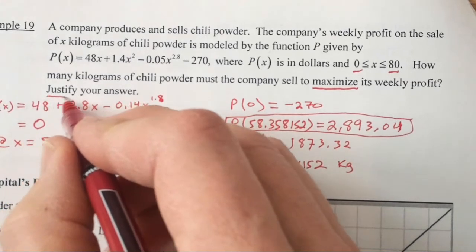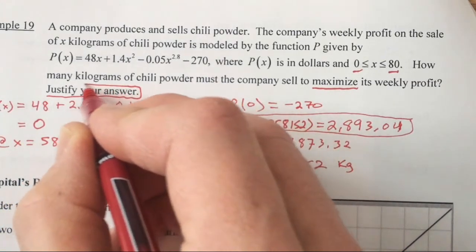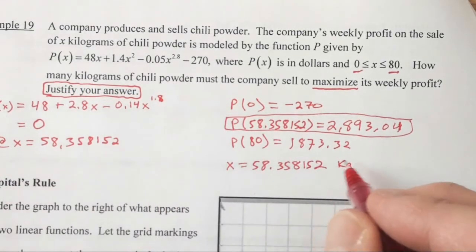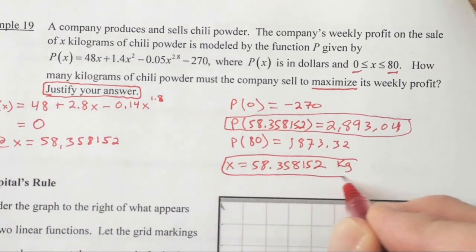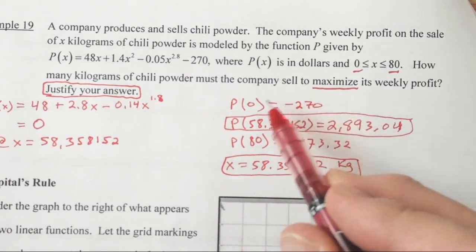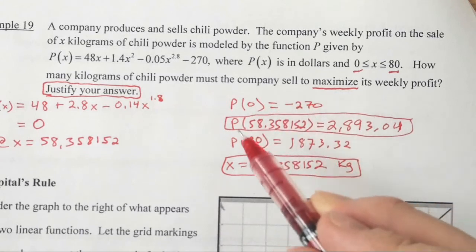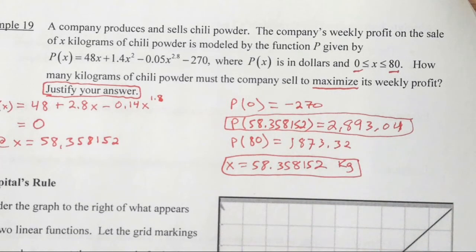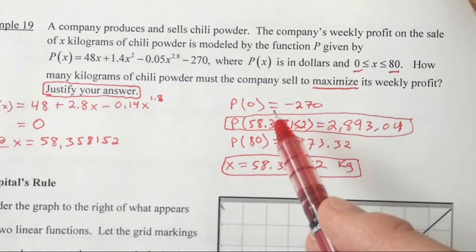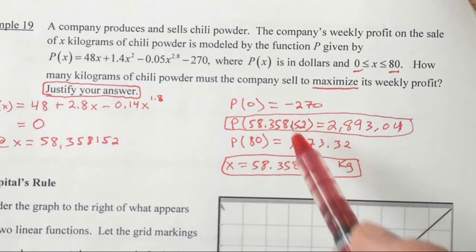It does say justify your answer, and that's true. Now on the exam and on this problem, justifying the answer means performing a candidates test. So this data right here, that is your justification. You are showing the reader that you checked all the candidates, the endpoints, and the critical number.